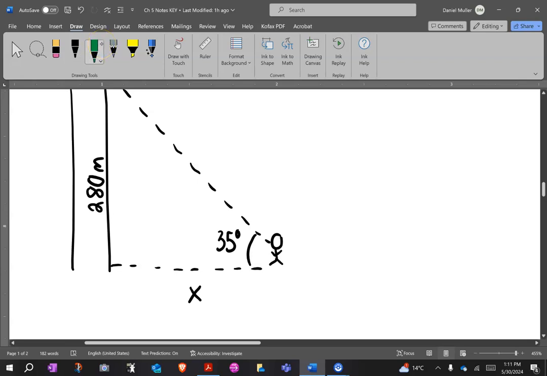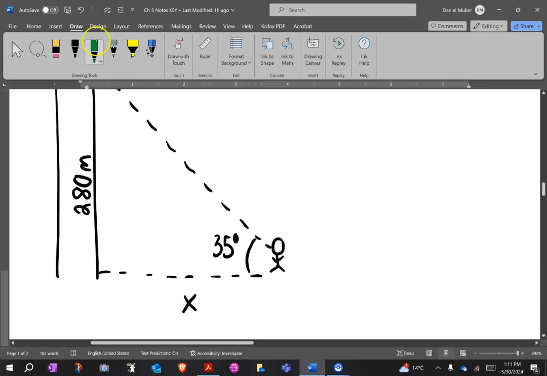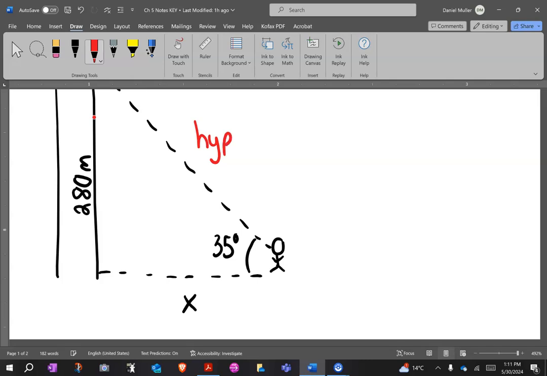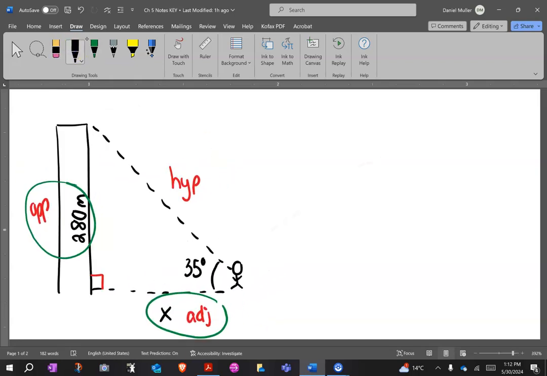So, let's see here, we've got to label. We have a perspective, so this is always the height because it's opposite the 90 degrees. This is opposite our perspective, and this is the adjacent. So it looks like we're trying to find our adjacent, and we're given the opposite of 280. So A and O, that's going to be TOA.